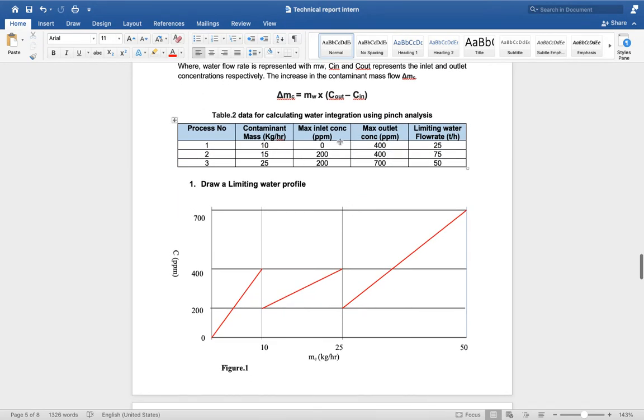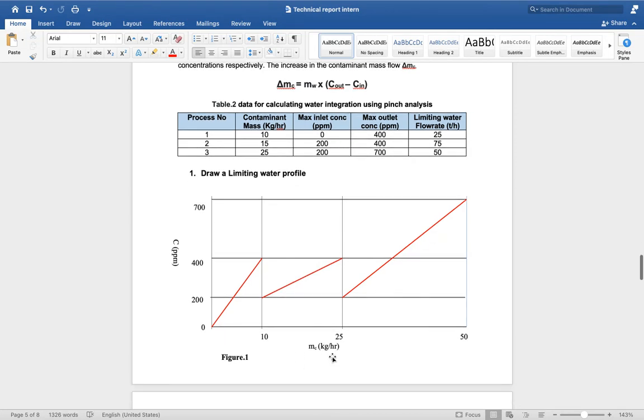So first we'll draw the graph for these values. On the x-axis we take the MC value, and on the y-axis we take the concentration value in ppm, and here it's in kg per hour. We took the values in kg per hour. So firstly, the concentration values are from 0 to 400, at a mass of 10 kg per hour. When we take 10 kg per hour, we draw this from 0 to 400. I took these graphs from here.